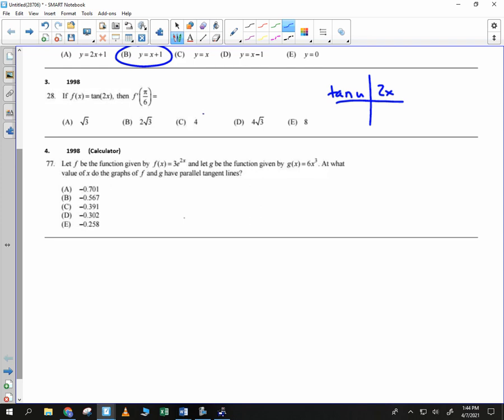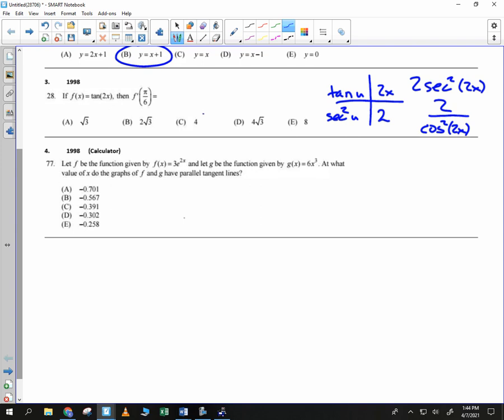The derivative of tangent is secant squared of u, and the derivative of 2x is 2. So I have 2 secant squared of 2x. So this is the same as 2 over cosine squared of 2x. So let's go ahead and plug in that pi over 6.